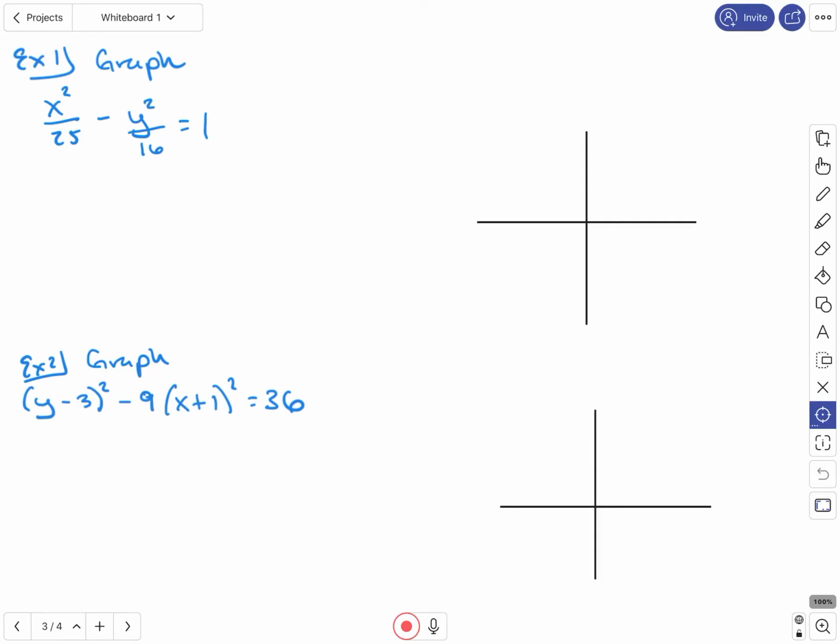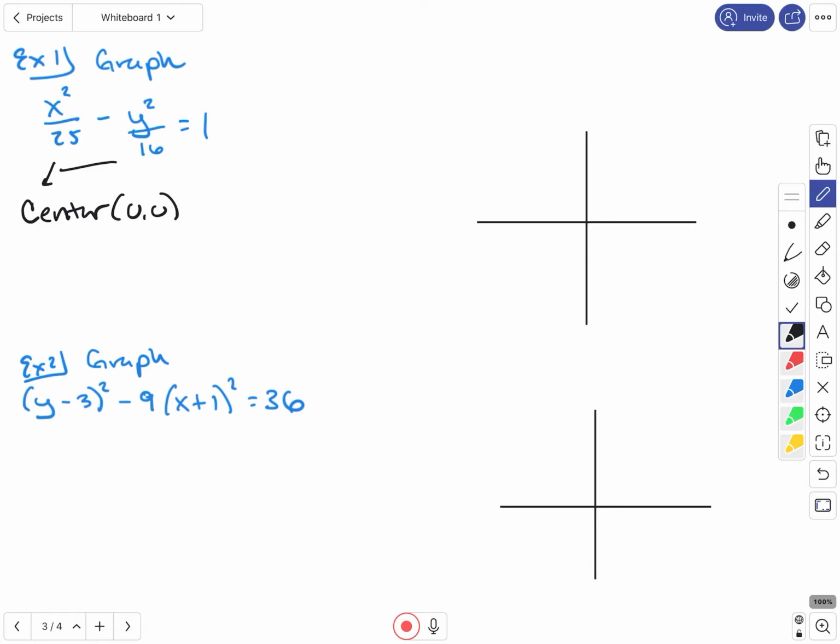Last thing I want you to notice is we don't have those parentheses for the h and the k, which means just that the center for this is at (0, 0). Okay, so there's our center.